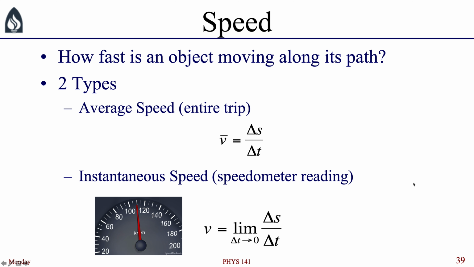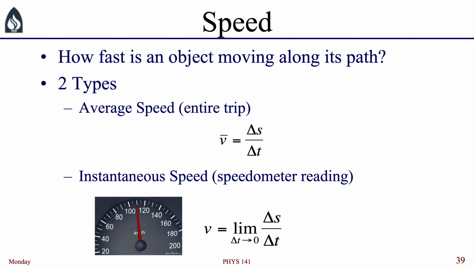Another important concept is speed, and speed is a measurement of how fast an object is moving along its path. We break this down further into two types of speed. There is an average speed, which is the speed averaged over the entire trip. So to calculate average speed, and you can see we use a bar here over the v to designate average, the average speed is the total path length, the total distance along the path that the object traveled, divided by the total amount of time it took to move along that distance.